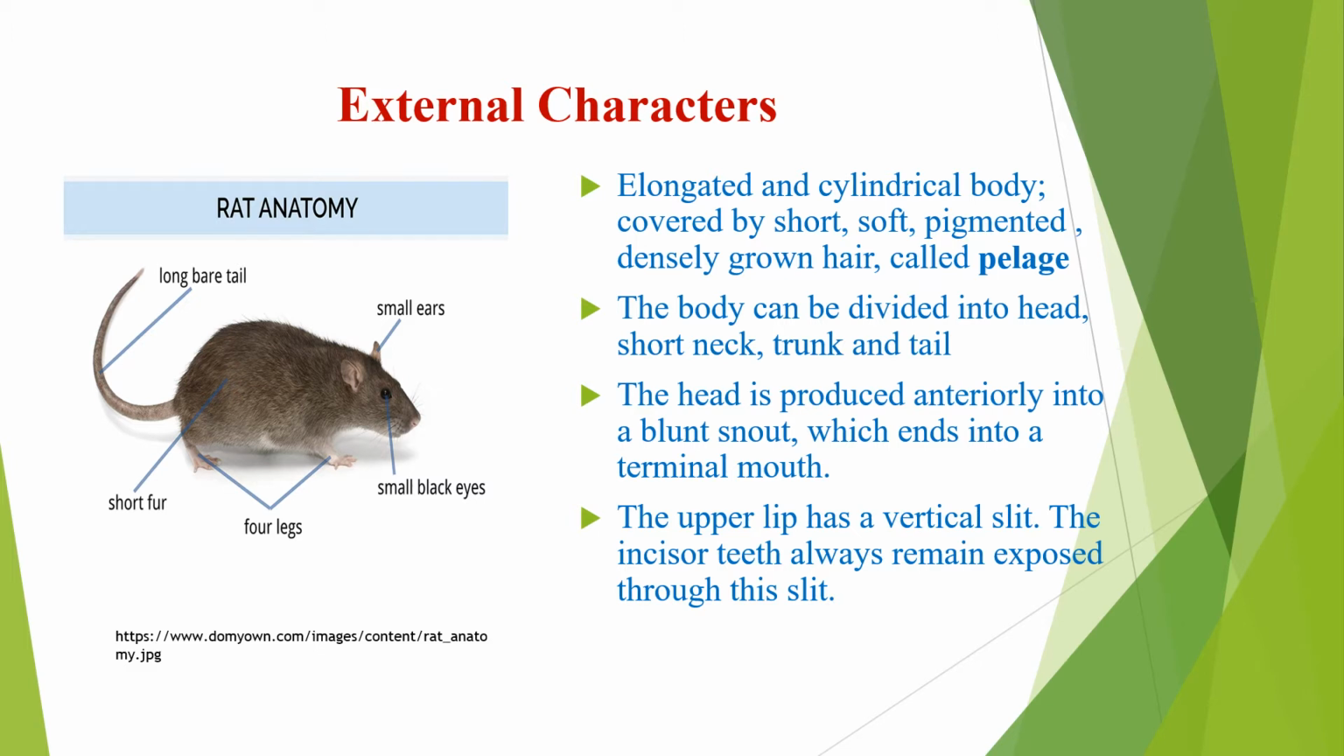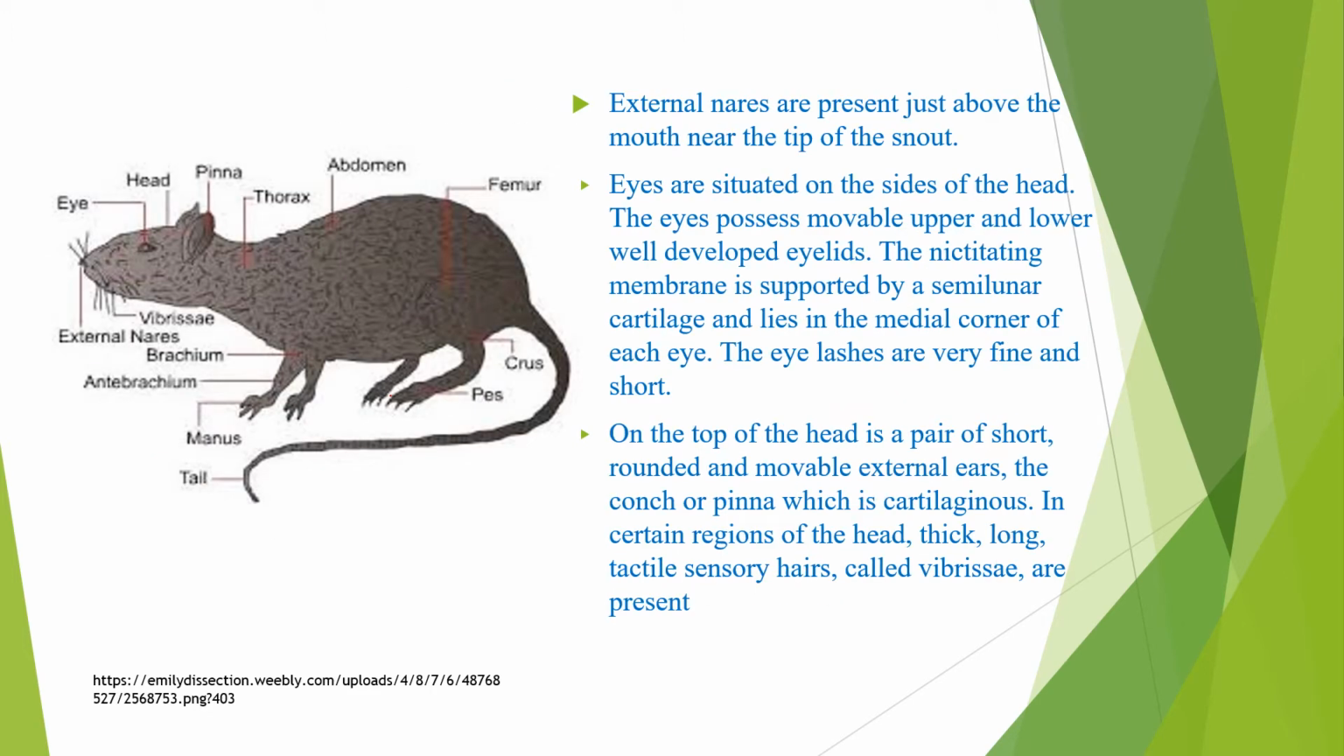Head is produced anteriorly into a blunt snout, which ends into a terminal mouth. The upper lip of the rat has a vertical slit on it. Due to this, incisor teeth always remain exposed, and this lip is called as hair lip. External nares is present just above the mouth near the tip of the snout.